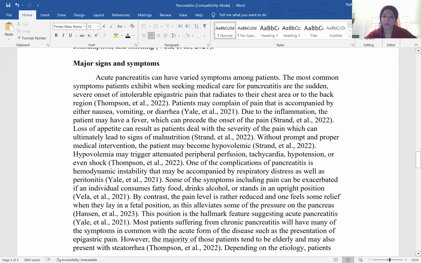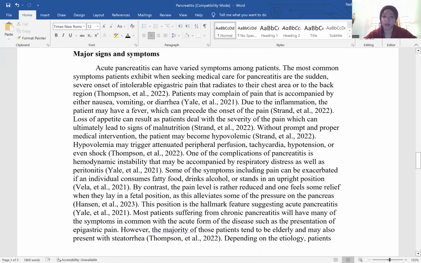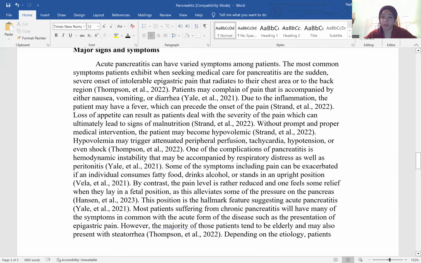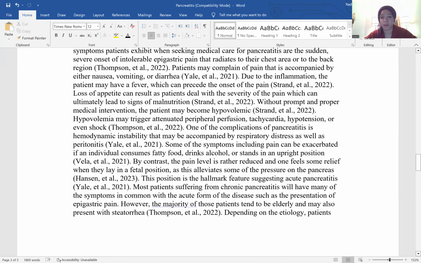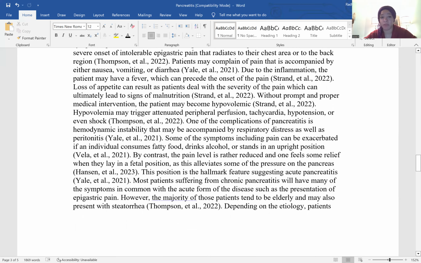For the major signs and symptoms, acute pancreatitis can have varied symptoms among patients. The most common symptoms patients exhibit when seeking medical care for pancreatitis are the sudden, severe onset of intolerable epigastric pain that radiates to their chest area or to the back region. Patients may complain of pain that is accompanied by either nausea, vomiting, or diarrhea.